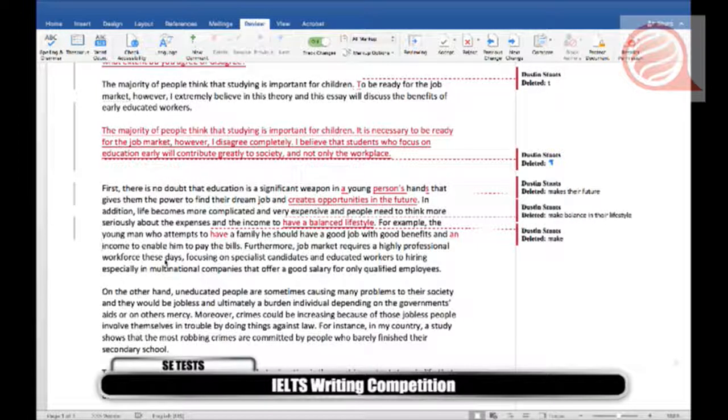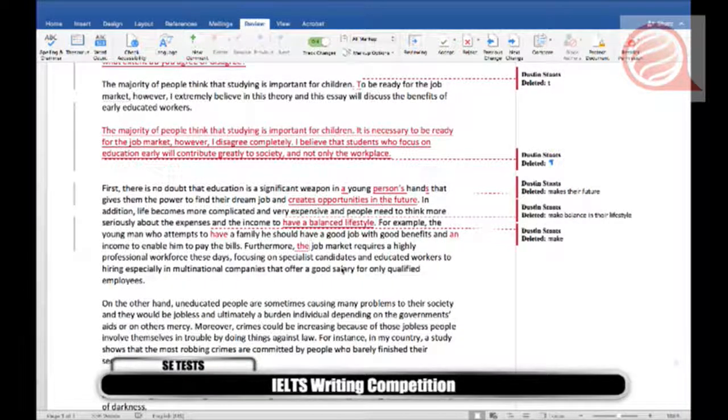Again, we need the article. Furthermore, the job market requires a highly professional workforce these days, focusing on special candidates and educated workers. Multinational companies to hiring especially, okay. So here we need to actually end our sentence, our idea ends. Furthermore, the job market requires a highly professional workforce these days, focused on specialized candidates and educated workers.